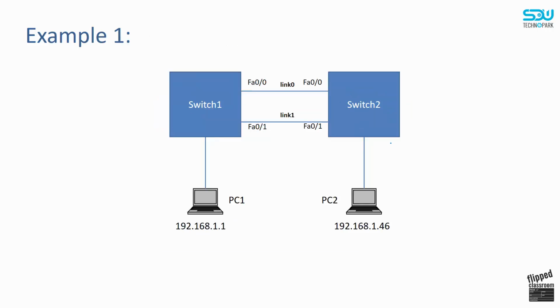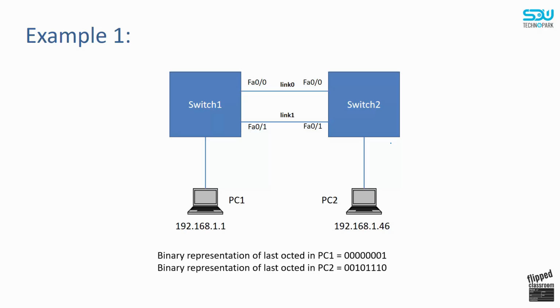And now let's take a look at the first example. In the first example, we have hashing using source and destination IP addresses, and which port will be used during the communication between computer 1 and computer 2?